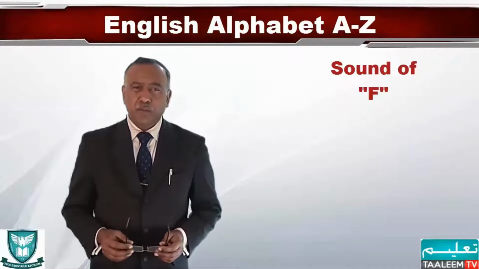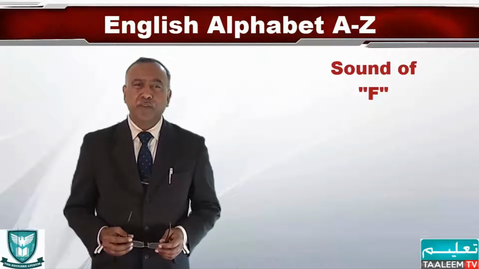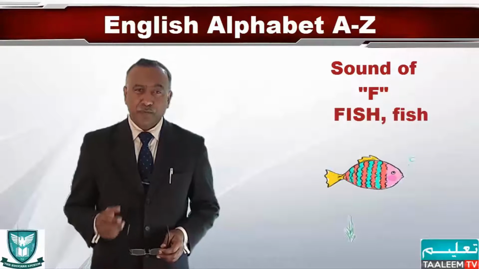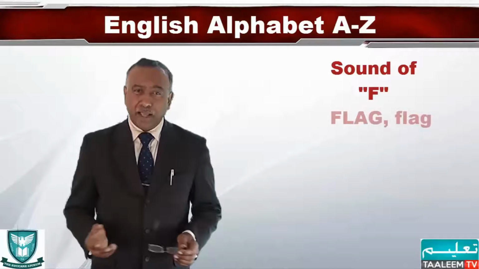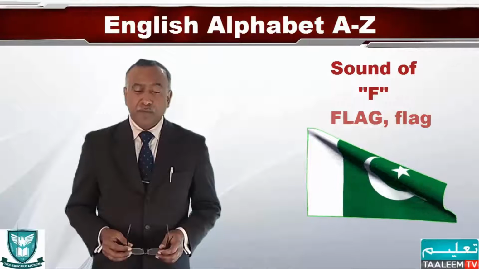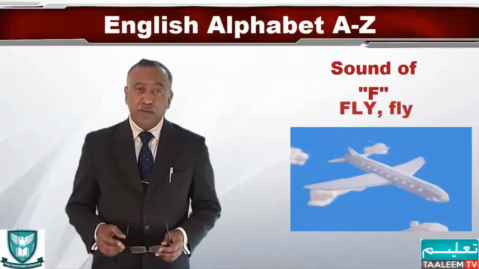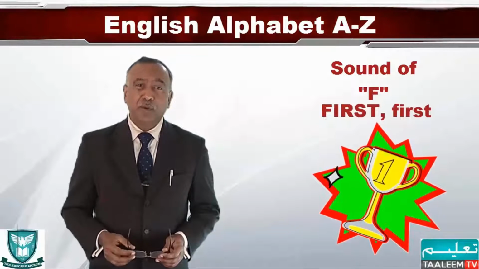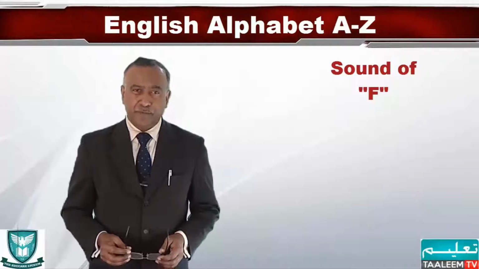Now, we'll name some things which are starting from F. F for fish. F for flag. F for fly. And F for first. You can think of some other names which are starting from this letter F.